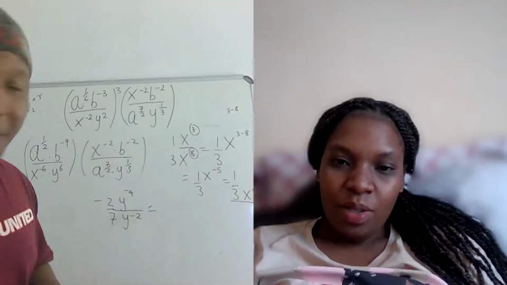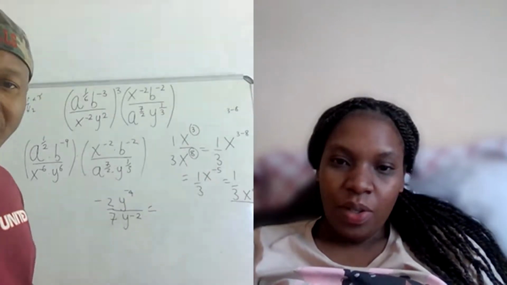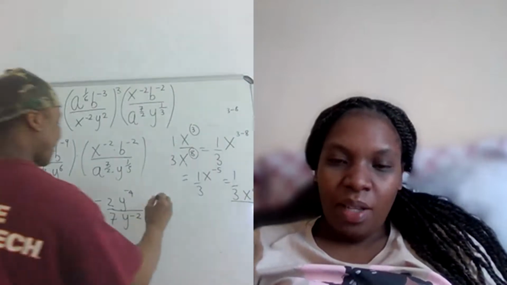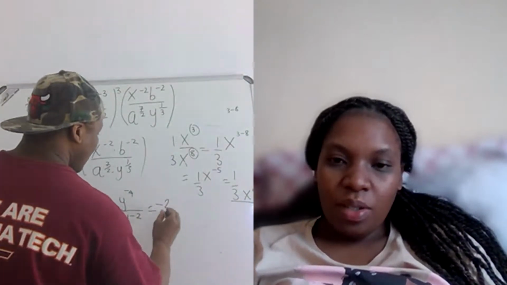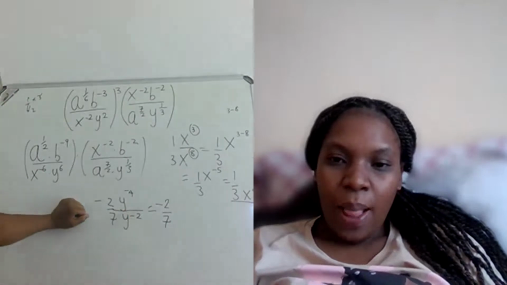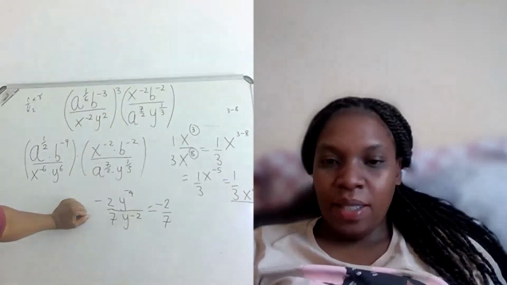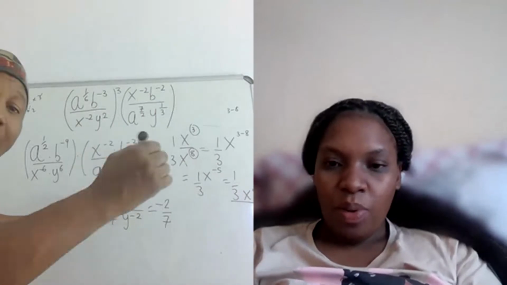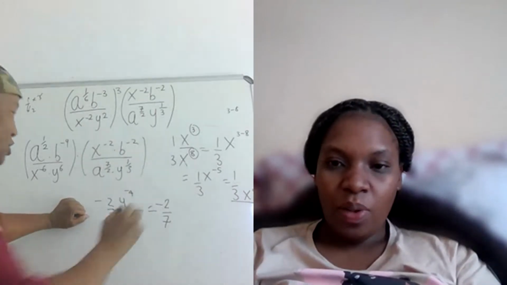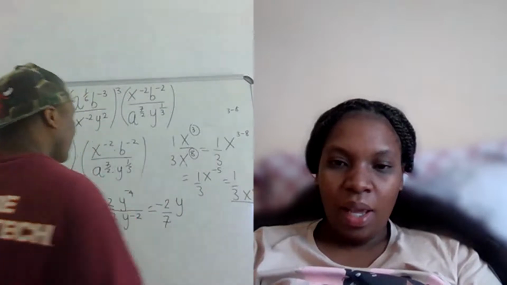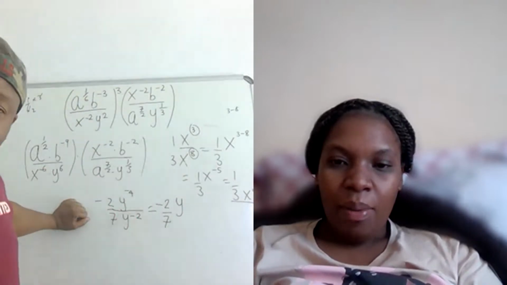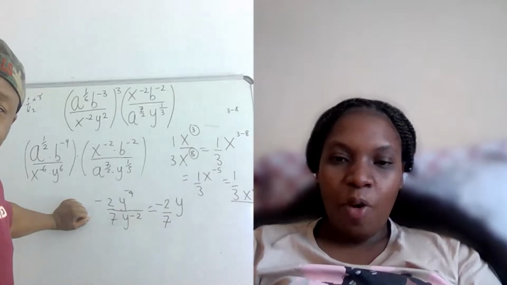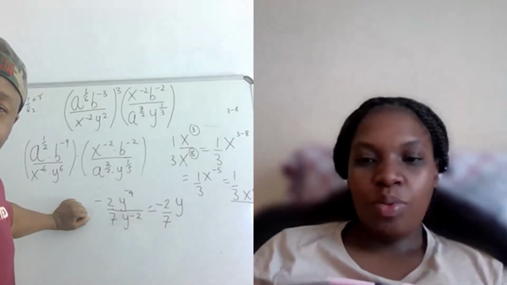I agree with what you say, but what about the number? You don't skip anything. It's going to be negative 2 over 7. Yeah. And then we write one base, which is y. On top or bottom? On top. And then minus 4. Negative 4 minus negative 2.